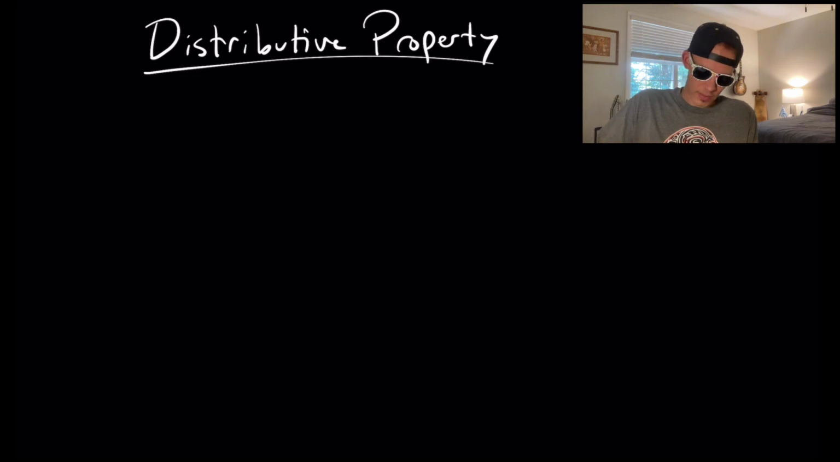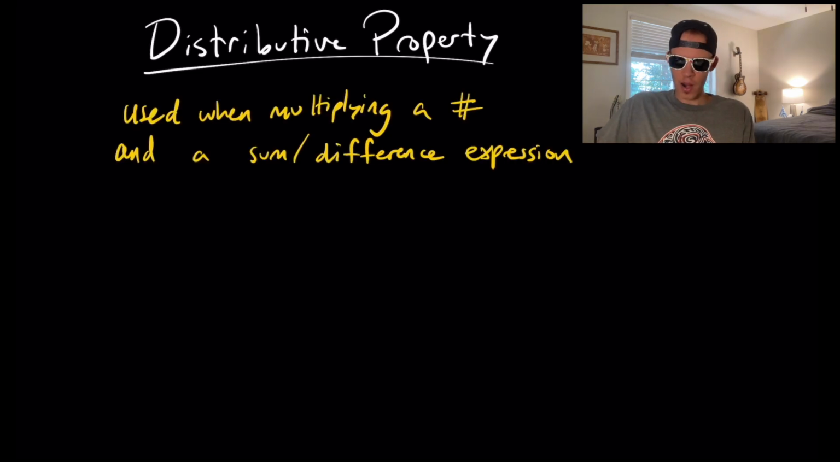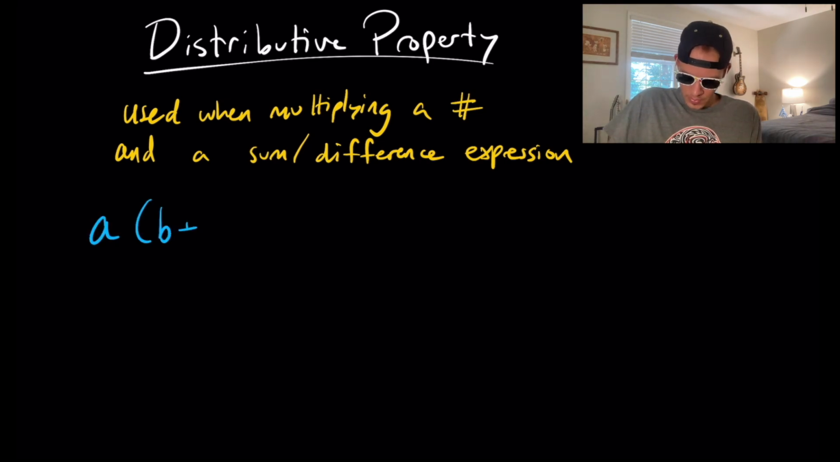So what is it? Well, the distributive property is used when multiplying a number and a sum or difference expression. So that might look something like this. We'll call A our number, and then B plus C, well, that's a sum expression. So we're multiplying A times B plus C. Again, it can be used to multiply a difference expression, and difference just means subtraction.